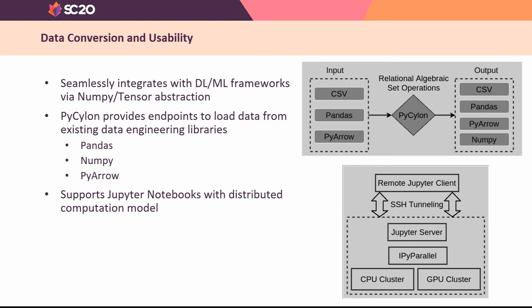Let's discuss the data conversion and usability in PyCylon. We currently support CSV, pandas, and PyArrow data structures as data inputs. After a computation on kernels, data can be extracted as a PyArrow table, a pandas data frame, a NumPy array, or a CSV file. To provide better usability, we also integrate with IPyParallel to provide distributed computing capability on Jupyter notebooks. This is a work in progress for better usability for data engineers.